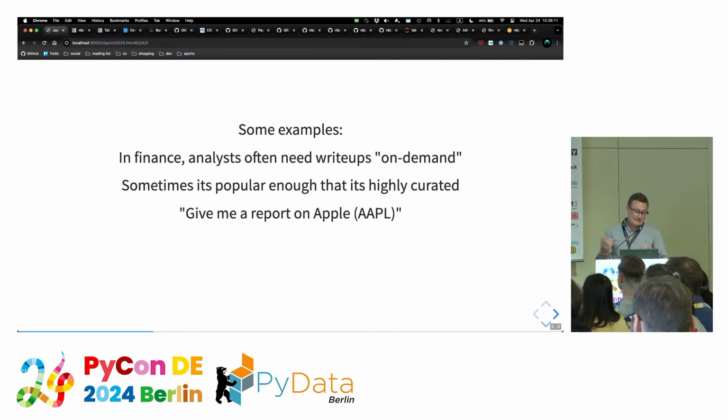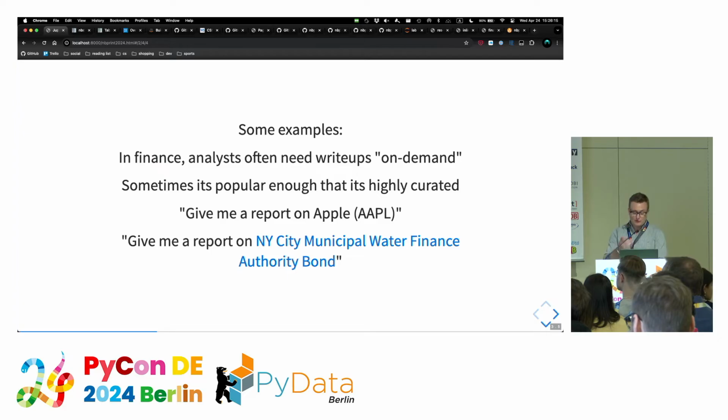But in finance and in many other places, you also get calls like, give me a report on the New York City Municipal Water Finance Authority bond, which is a bond produced to fund New York City water projects. And there are millions of municipal bonds. There are millions of municipalities, and all municipalities need to fund their endeavors. So you can't really build curated reports on a million different things unless you have a massive budget or maybe lots of interns.